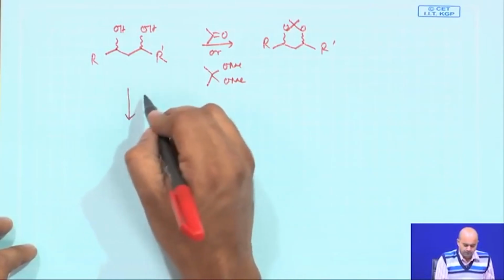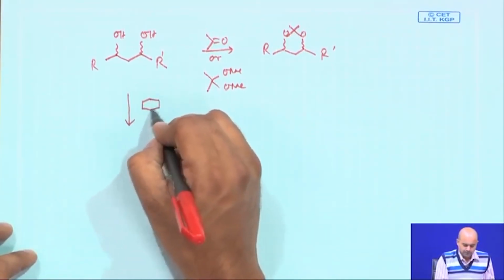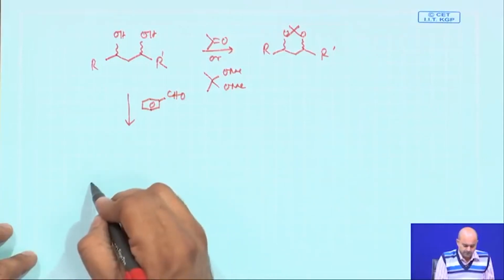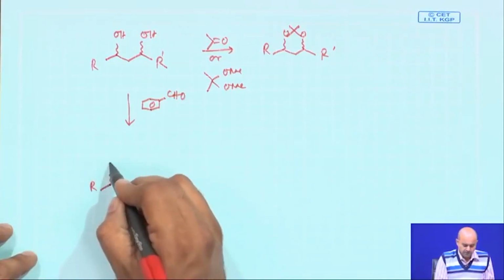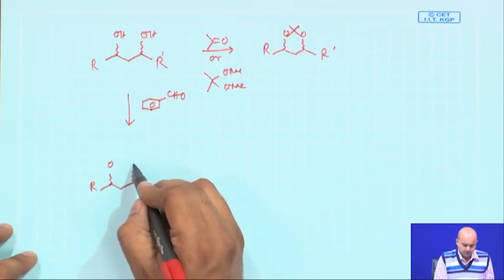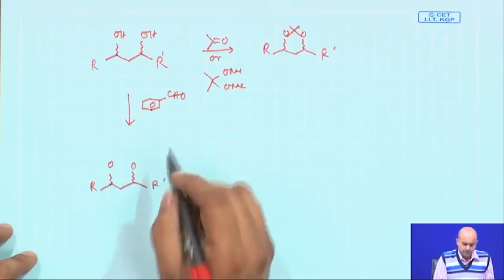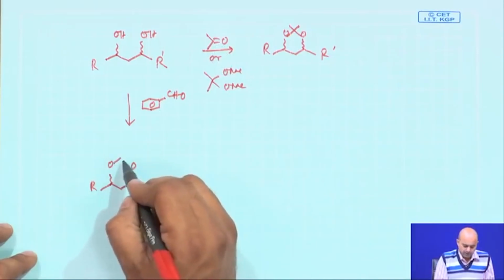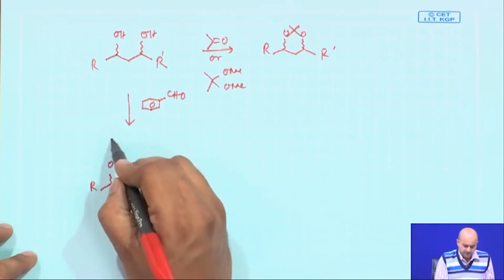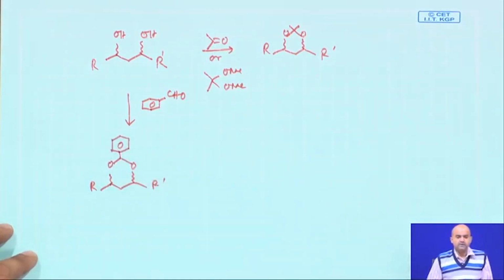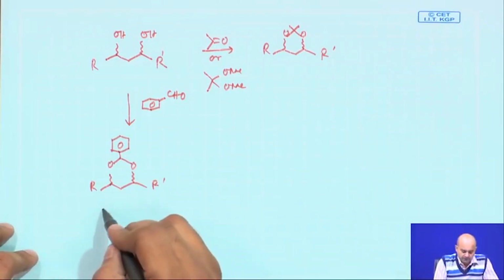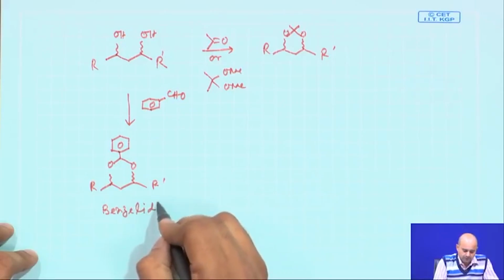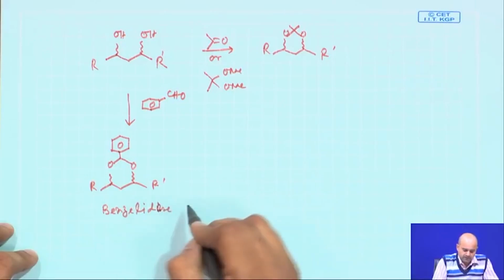Now, there are other ways you can protect this compound. You can do a simple protection of these compounds by making the corresponding benzylidene acetal. The chemistry is basically similar. Instead of acetone, you are now using benzaldehyde as the main reagent, and that is called a benzylidene acetal.